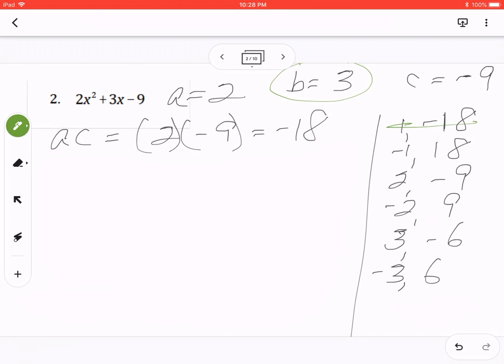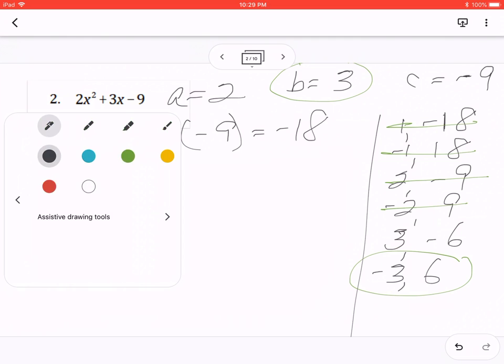These are not going to work, these are not going to work, these are not going to work, not going to work. The bottom two we have to narrow down. We have a 3 plus a negative 6, or a negative 3 plus a positive 6. And the way of getting a positive 3, remember how our b value is a positive 3, is this final pair of numbers, a negative 3 and a positive 6. Negative 3 plus positive 6 is equal to a positive 3.